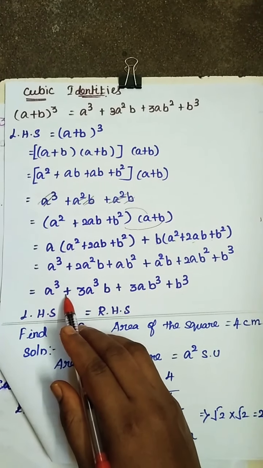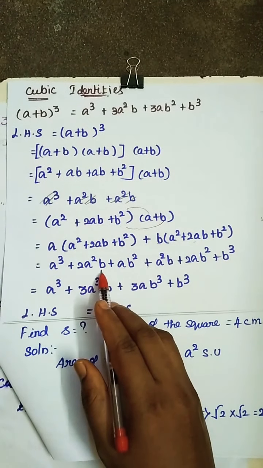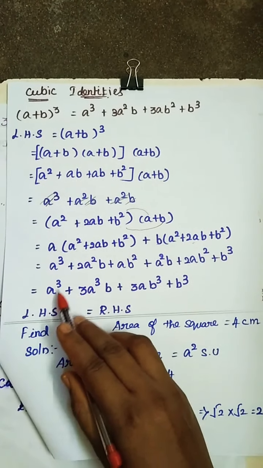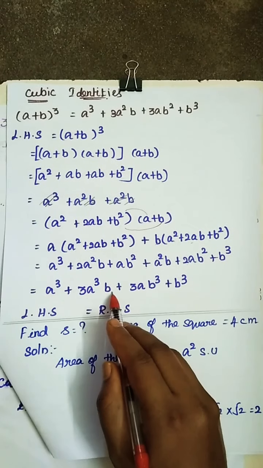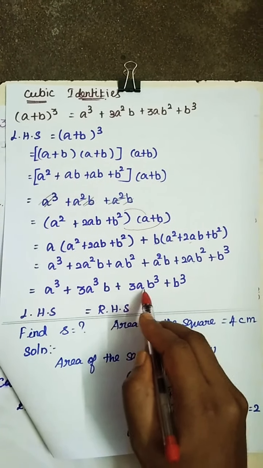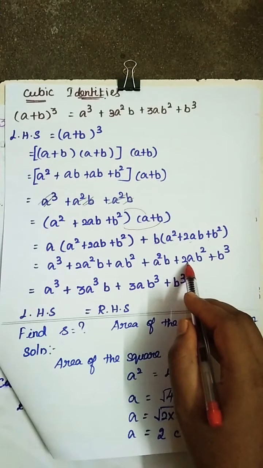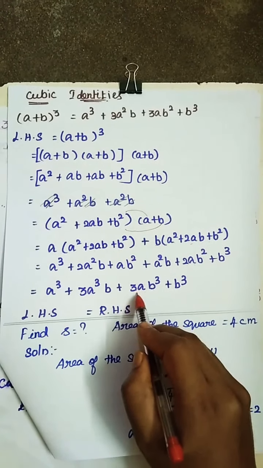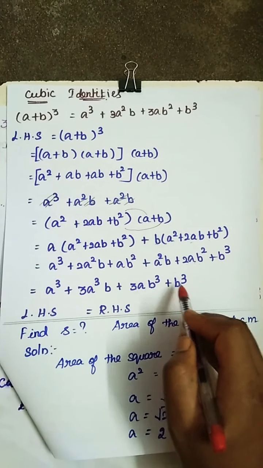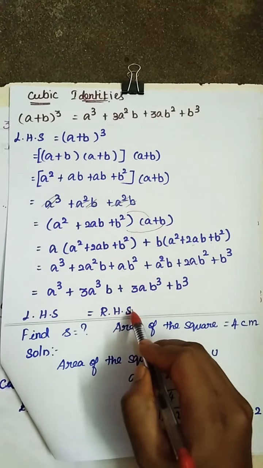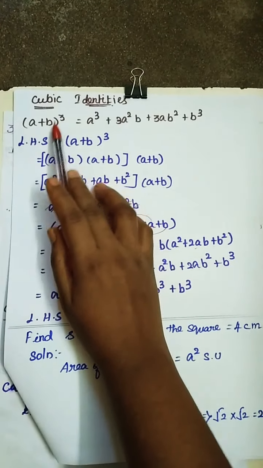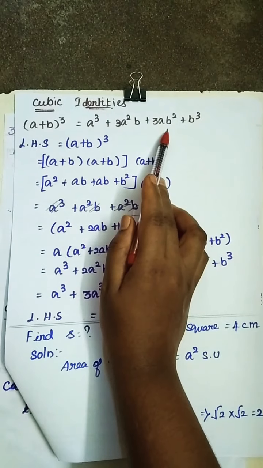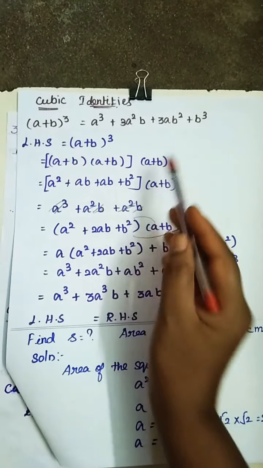Listen, a cube plus 2a square b, here a square b, so a cube plus 3a square b plus 3ab square. Listen, 2ab square, here 1ab square, so 2 plus 1, 3ab square plus b cube. LHS equals RHS. (a plus b) the whole cube equals a cube plus 3a square b plus 3ab square plus b cube.